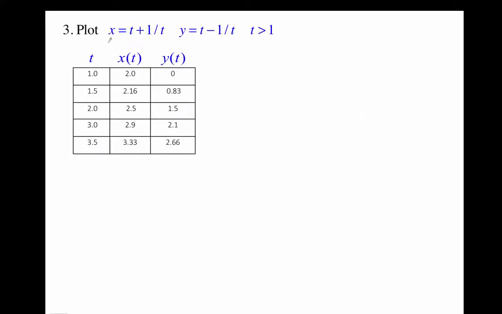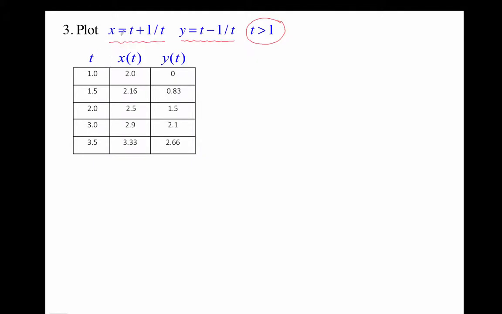As a third example, let's plot the curve x is t plus 1 over t, y is t minus 1 over t. And we shall do this for all values of t which are bigger than 1. As you'll see just a little bit later, t equals 1 has a very special significance. So here is a little table over here.